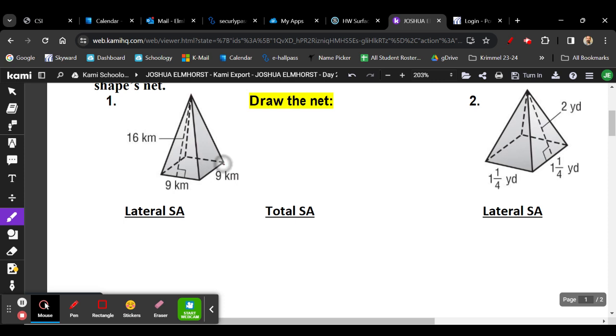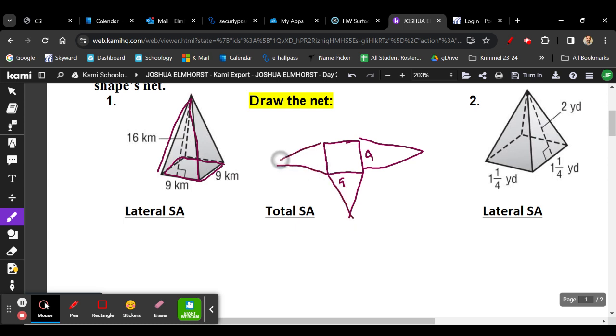So looking at the first one, we're going to focus on the base and draw the net. So the base is a 9 by 9 square. And then we have triangles. If we cut it down the vertices, the triangles are going to fold out into our two-dimensional net. And it looks like the slant height, the height of the triangle, is 16.